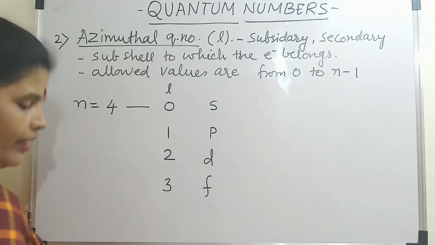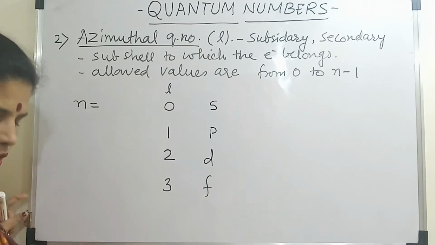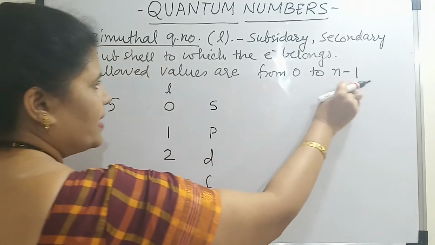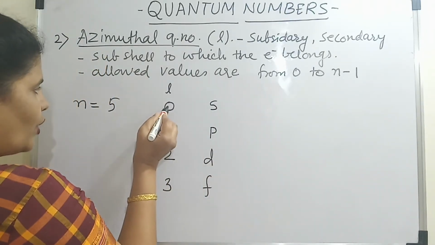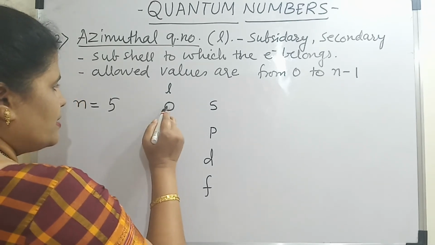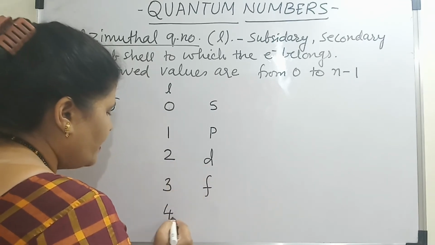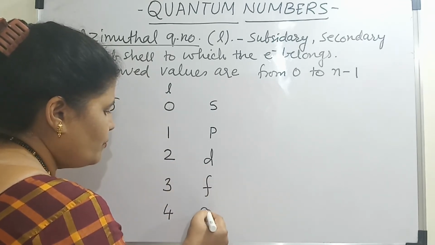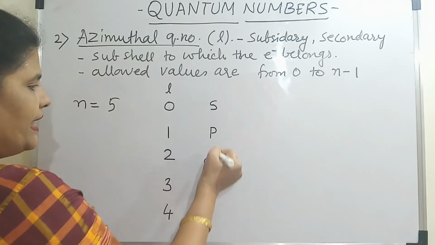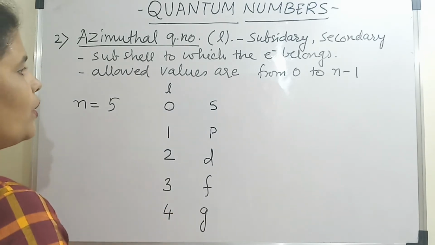Now, let us try for n is equal to 5. If n is equal to 5, then what will be the allowed values, student? Here n is equal to 5, n minus 1 will be 4. So, I will start from 0, 1, 2, 3 and 4. Now, for 0 it is s, 1 it is p, 2 it is d, 3 it is f, then for 4, after f we have g. We don't have this g in the periodic table. So, we have only s, p, d and f. This is how you calculate the values of azimuthal quantum number.